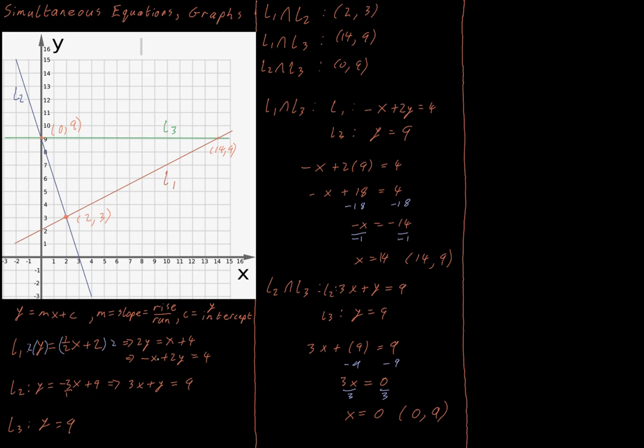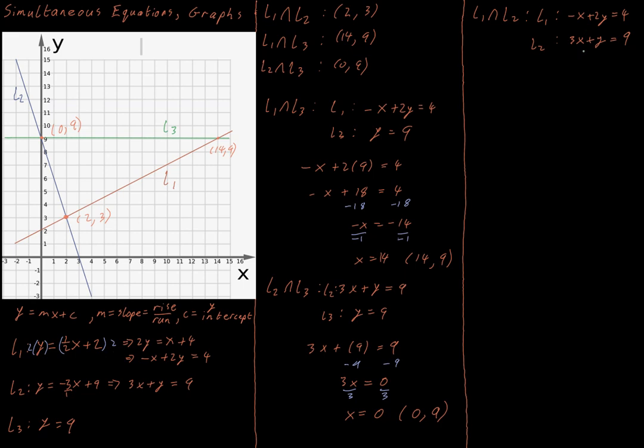Now let's do our more traditional simultaneous equation, and one for our more complicated lines, L1 and L2. So L1 intersection L2, we use our set notation again to say where they intersect, where they cross each other. So L1 is minus x plus 2y is equal to 4, and L2 is 3x plus y is equal to 9.